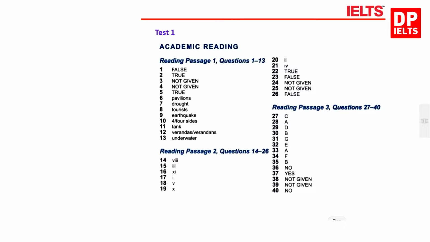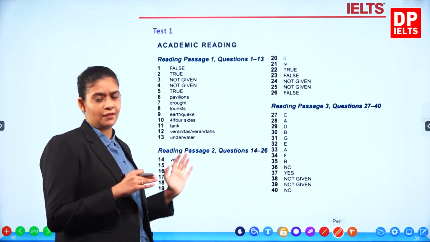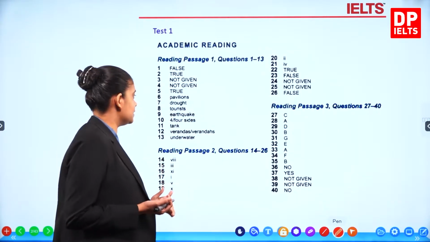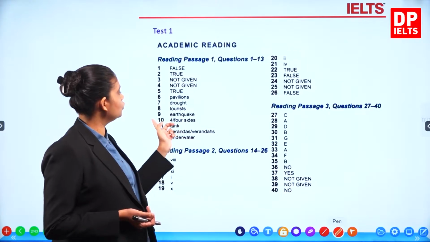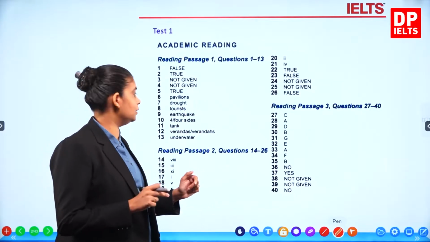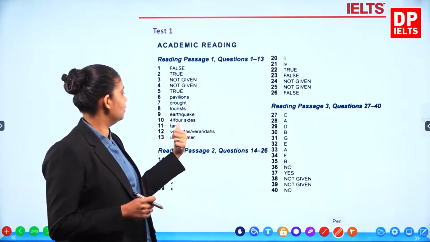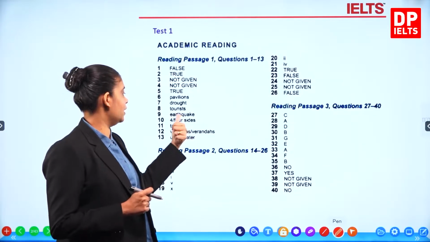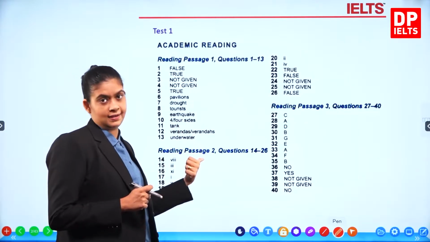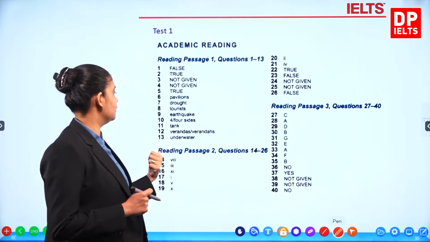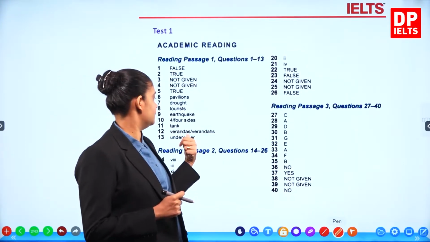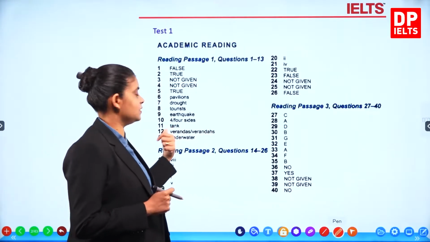False, true, not given, not given. Then we have true. Pavilions, not pavilion, pavilions with the S. Drought. Tourists, again plural. Earthquake. 4, or you can write it in numbers or words, sides. Tank. Verandas, okay, with the H, or just verandas.